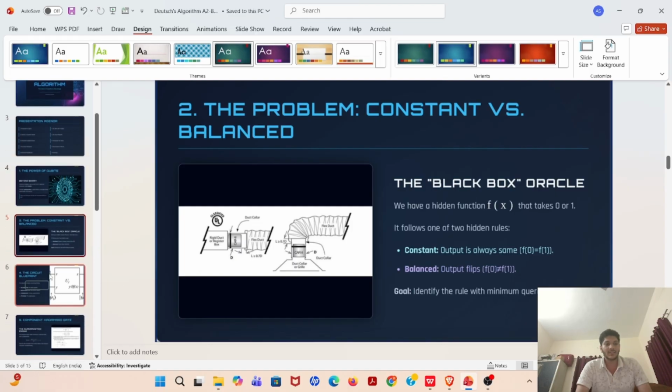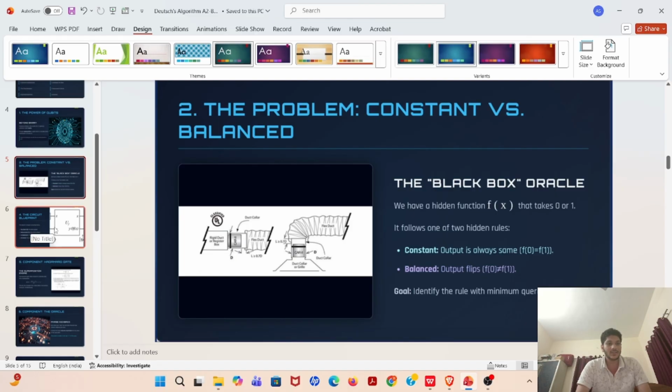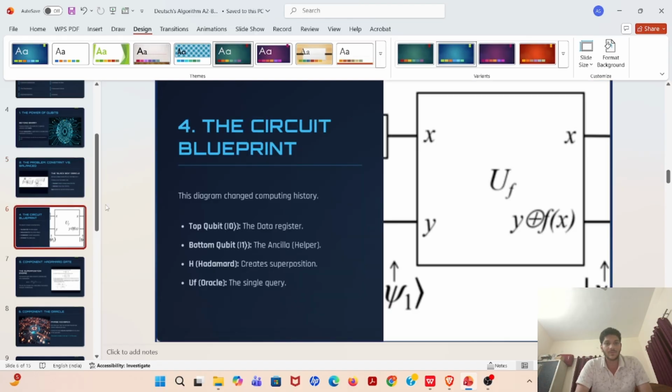Next is the circuit blueprint, which is shown in the diagram. The top qubit is shown, the bottom qubit, the Hadamard gate, and the oracle.